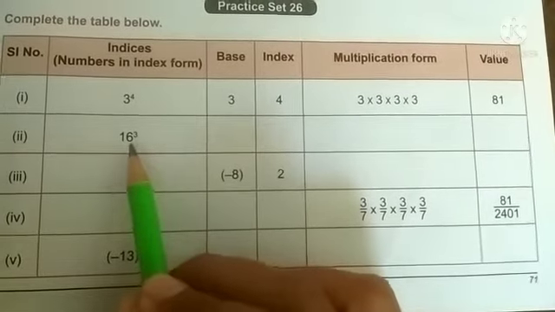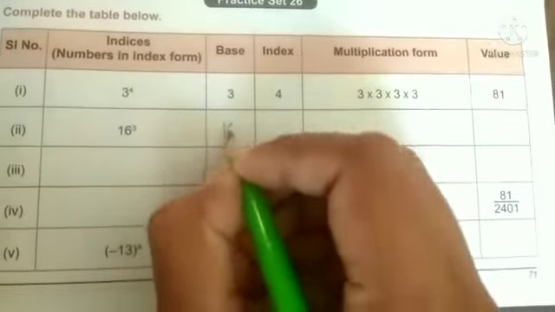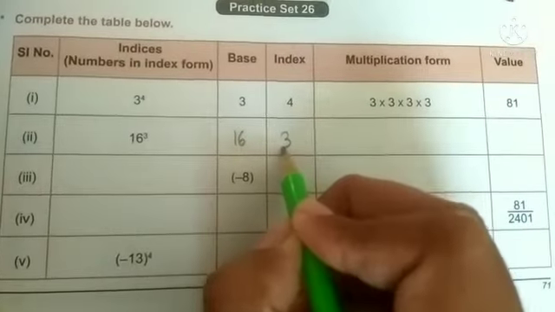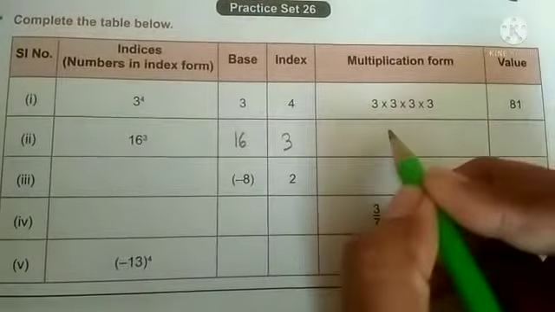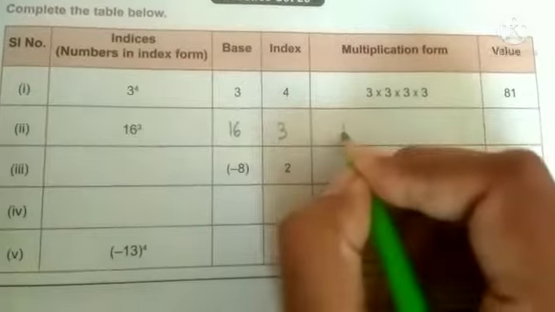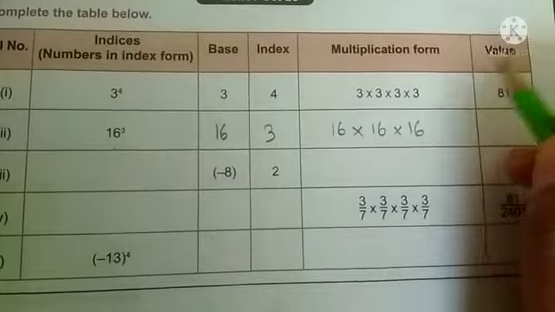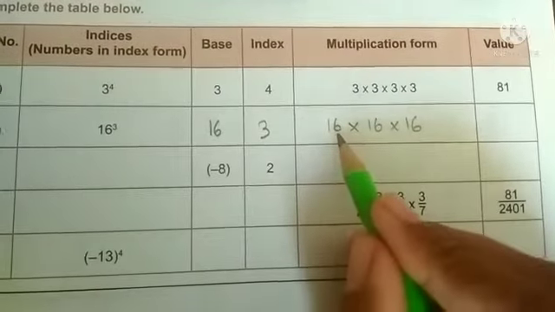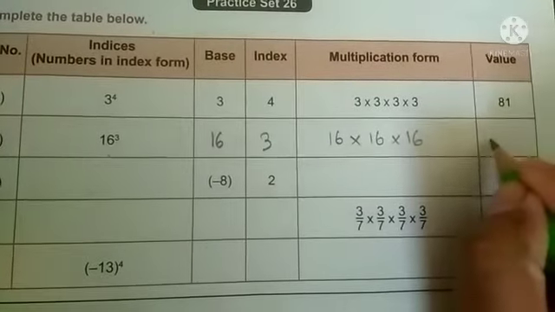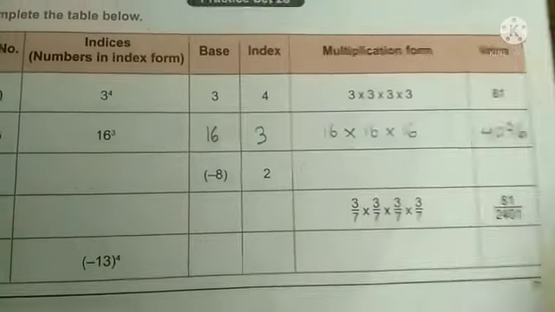Now let's see the second one. How will you do it? It is given 16 raised to 3. So what will be your base? Your base will be 16. Clear? Your index will be 3. Clear? And what will be the multiplication form? Your index is 3. It means you will write down your base 3 times. So 16 into 16 into 16. Now you have to find the value. How will you find the value? You have to multiply 16 with 16 with 16, 3 times you have to multiply your 16. You will get your value, that is 4096. Clear, students?